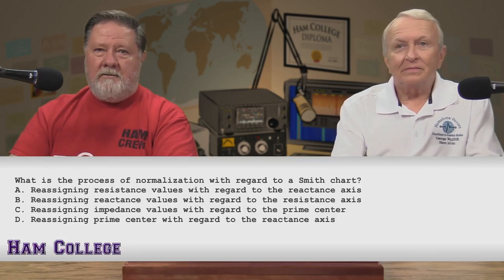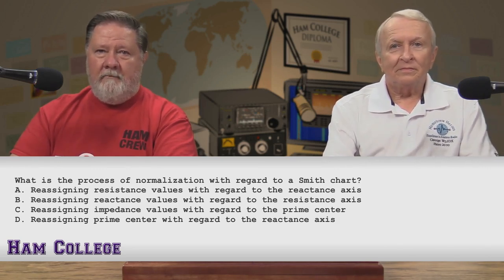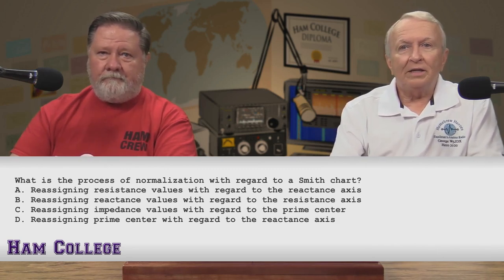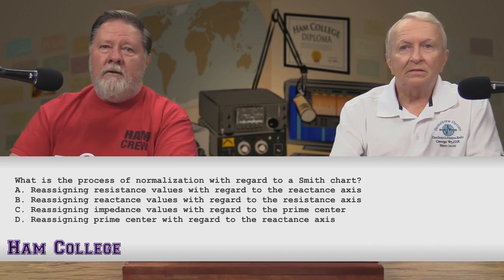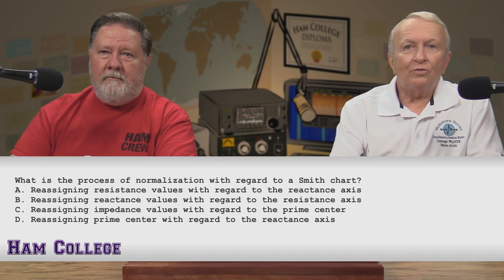What is the process of normalization with regard to a Smith chart? A, reassigning resistance values with regard to the reactance axis. B, reassigning reactance values with regard to the resistance axis. C, reassigning impedance values with regard to the prime center. Or D, reassigning prime center with regard to the reactance axis.